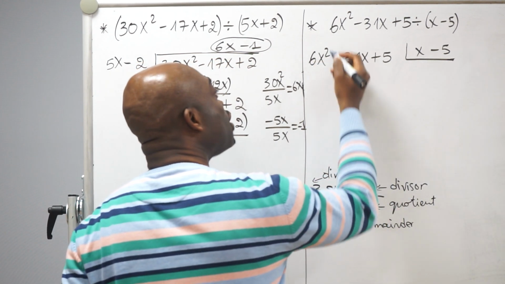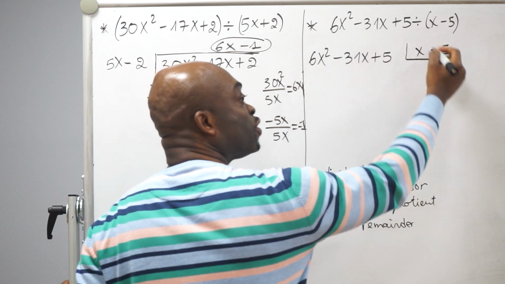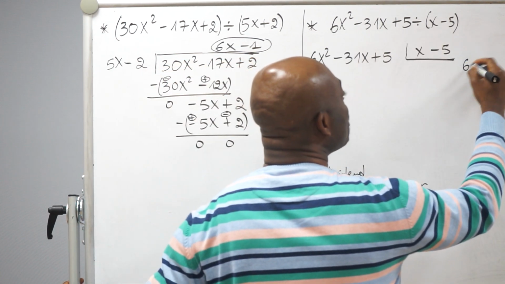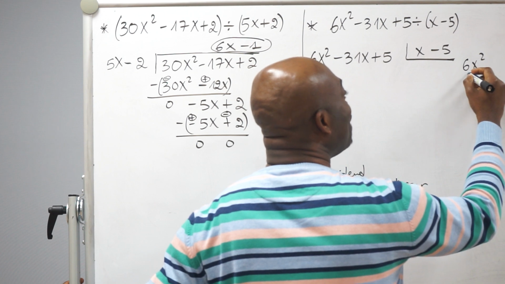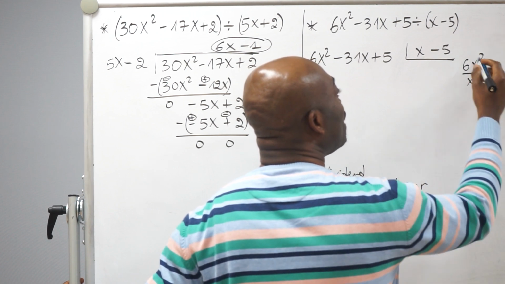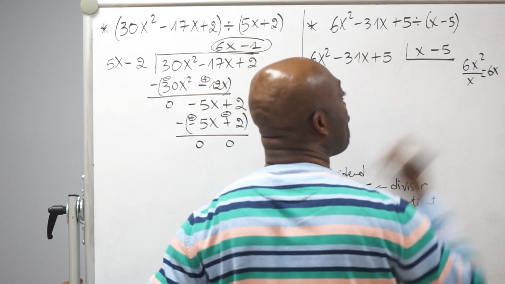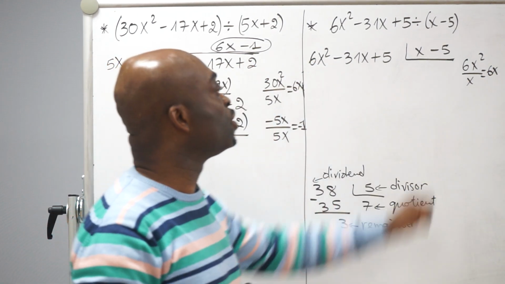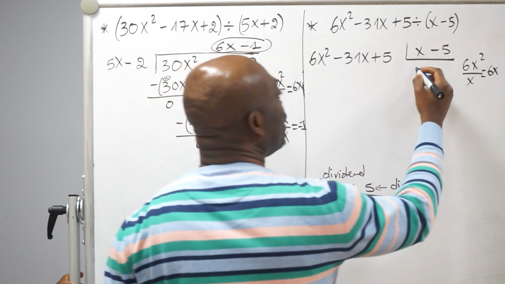So we take the first term of the dividend divided by the first term of the divisor. So that means you have 6x squared that you are dividing by x. And that will give us what? That will give us 6x. Okay, so that gives us 6x. So the 6x, where does it go? It goes right here.